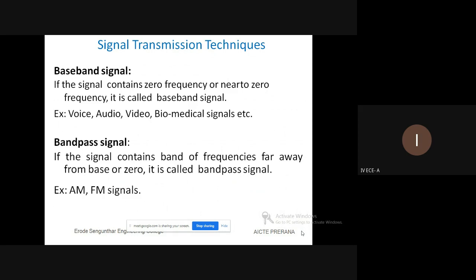If the signal contains zero frequency or near to zero frequency, then it's called a baseband signal. Examples of baseband signals are voice, audio, video, and biomedical signals. Whereas in a band pass signal, the signal contains a band of frequencies far away from zero. Then it is called a band pass signal. Examples: AM and FM signals.